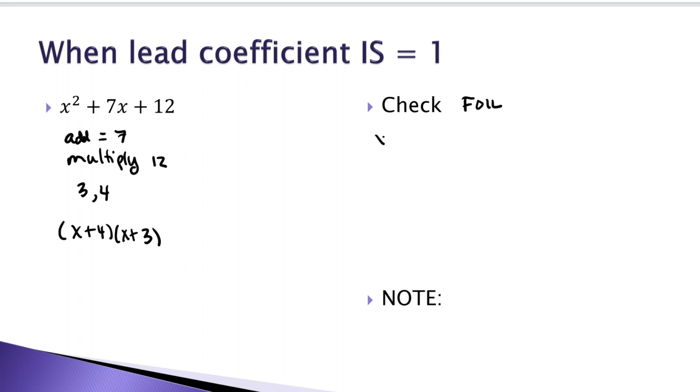my x times x is x squared. My outside is x times 3, so that would be 3x. My insides are 4 times x. That would be 4x, and my outsides are 12. And the thing to note, of course, is that 3x and that 4x add up to be the 12. Or excuse me, they add up to be the 7. Okay, so I want you to note that what we're really doing is trying to figure out a FOIL backwards when we do this.